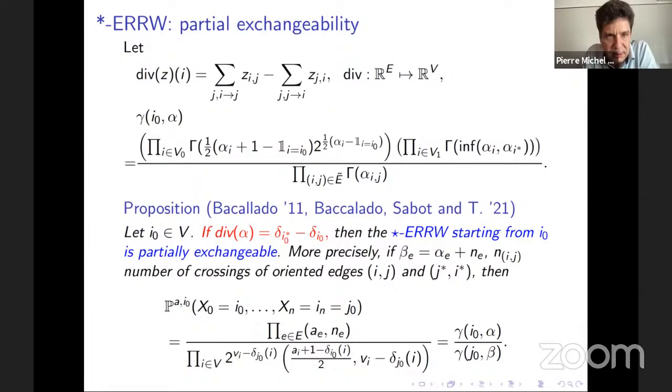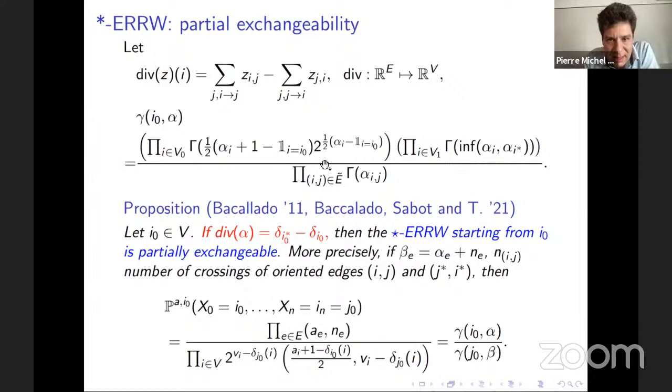And let's define that spooky constant here. So gamma of I0 alpha. If you look at the first part of the numerator and the denominator, it's basically the one we had before for the edge reinforcement homework. And then we add, for the I on the numerator, it's for the I in V naught. And then we multiply by a term for the I in V1 of gamma of the minimum of alpha I and alpha I star.